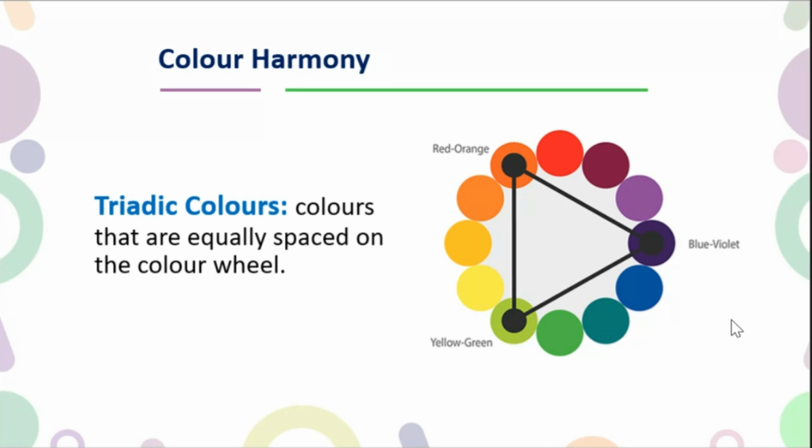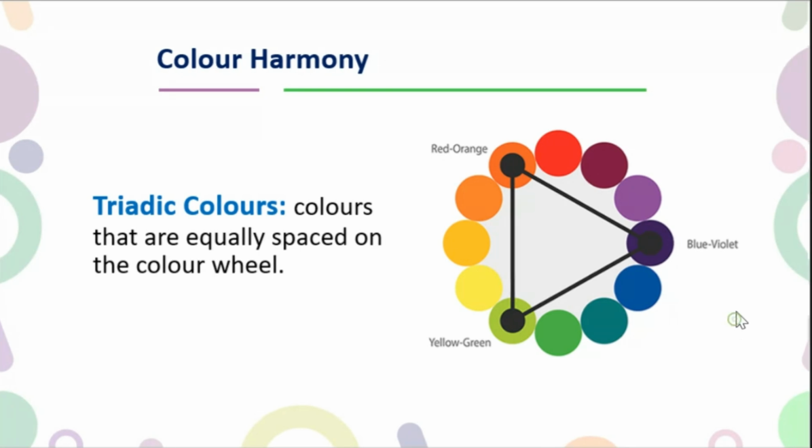When we talk about triads, it's just like the primary colors, secondary colors, and tertiary colors, because if you take the primary colors, they are equally distanced on the color hue. If you take the secondary colors, they are equally distanced on the color hue. When you take the tertiary colors too, they are also equally what? Distanced on the color hue.